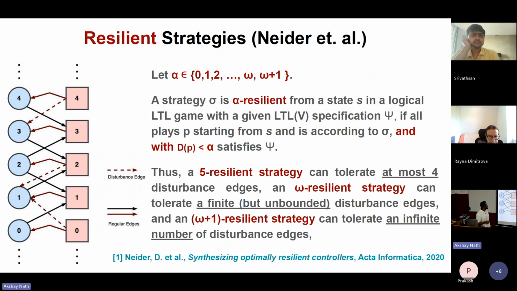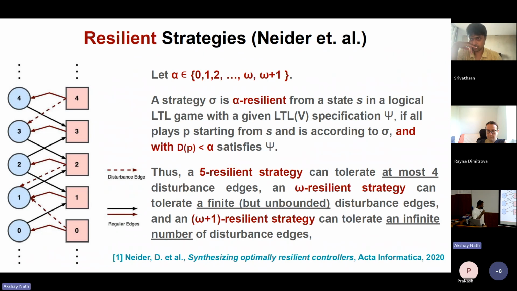But first to keep in mind is this important definition, which is a strategy. Sigma is alpha resilient from a state S in an LTL game with an LTL specification, say psi, if all plays starting from S, which are according to sigma, and the disturbances seen in that play are strictly less than alpha, satisfy psi, right? So, for example, if I have a 5 resilient strategy from a state S, it essentially means that it can tolerate at most 4 disturbance edges in that play. If you get the 5th one, you lose.